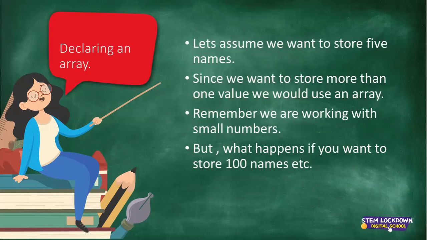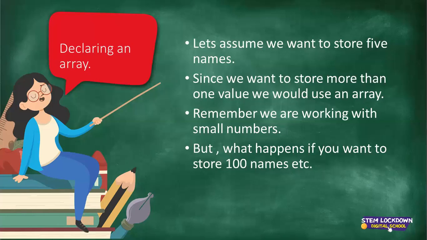So we're going to start off today and say declaring an array. Let's assume we want to store 5 names. Now I know some of you might say, but why don't we just use 5 different variables to store those 5 names? Why don't we just say sname1, sname2, sname3, sname4, and sname5? Well, that would work, guys. But remember, we are looking at this in a larger context.